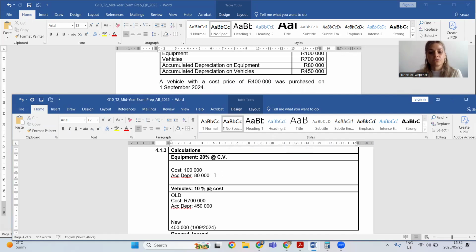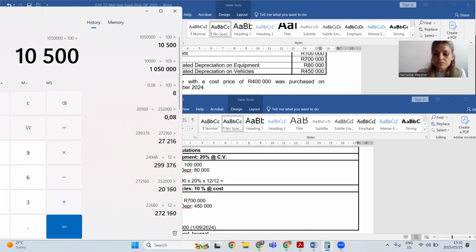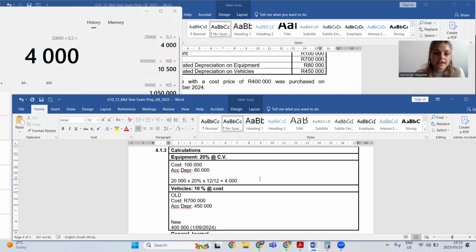Okay, so starting with my equipment, it is on carrying value. Carrying value is cost minus accumulated depreciation at 20% per annum, and I had this for the full financial year. So 20,000 times 20%, and I had it for the full financial year, therefore 4,000 Rand for my equipment. Then for my vehicles, it is at cost, so 700,000 times 10%, and I had that for the full financial year as well.